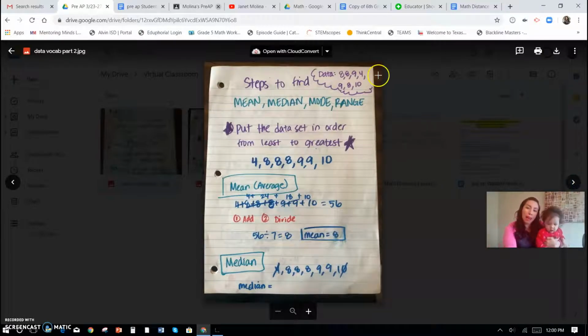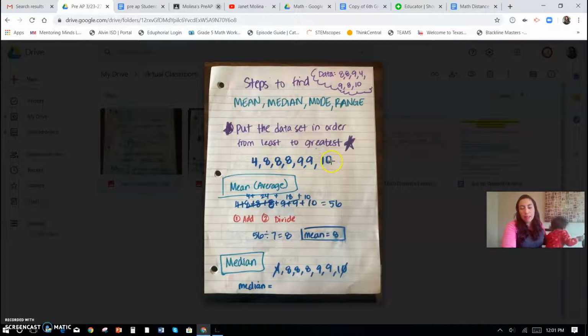Here, if I've got the data set 8, 8, 9, 4, 9, 8, and 10, I'm going to first put all of these in order, like I've mentioned to you before. I've done that for you here. I took these numbers, and there's 7 of them, 1, 2, 3, 4, 5, 6, 7, and I make sure that I've included all of them, and now they're in least to greatest. To find the mean or the average, you have to now add all of these together.